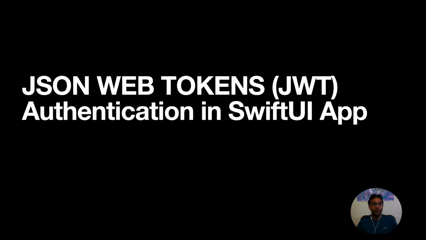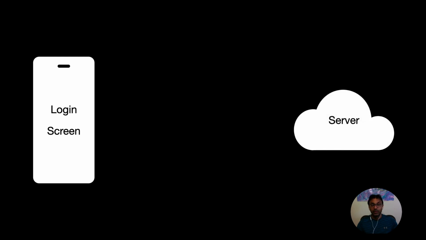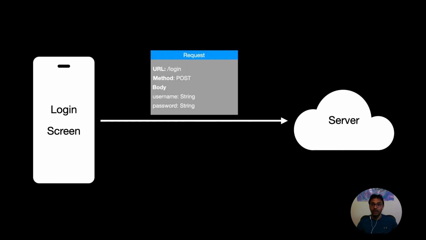First of all, we need to learn what exactly is JWT and how can you authenticate using JWT in an iPhone app. So let's say that we have an iPhone app and we have the login screen and we want to authenticate against a server. So our iPhone app is going to send a request to the server, and that request may look something like this. It will be a login request, method POST with body consisting of username and password.